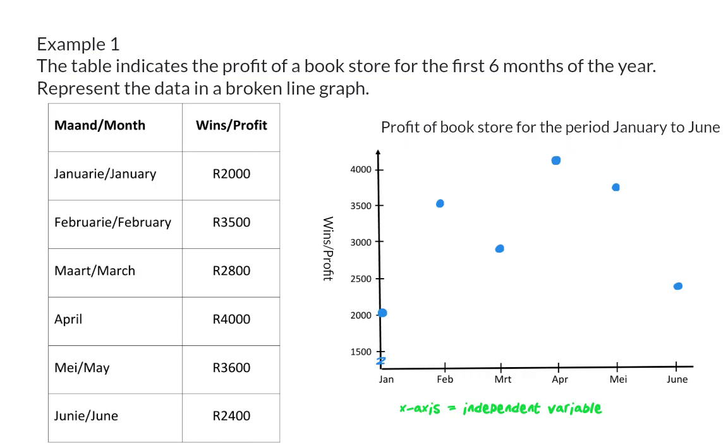And now that all the points have been plotted, they can be connected using straight lines. And from our graph, we can now clearly see that the maximum profit was in April with 4,000 Rand, and the minimum was in January with 2,000 Rand profit.